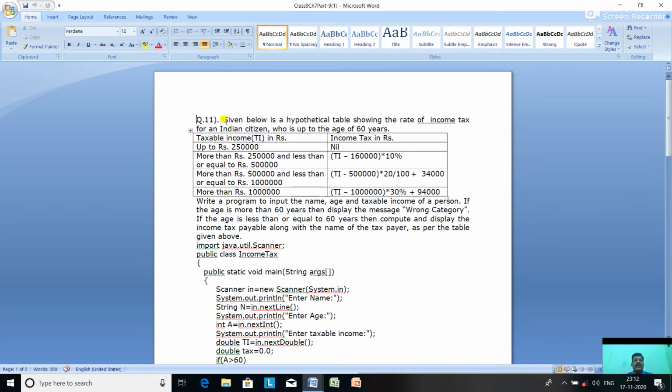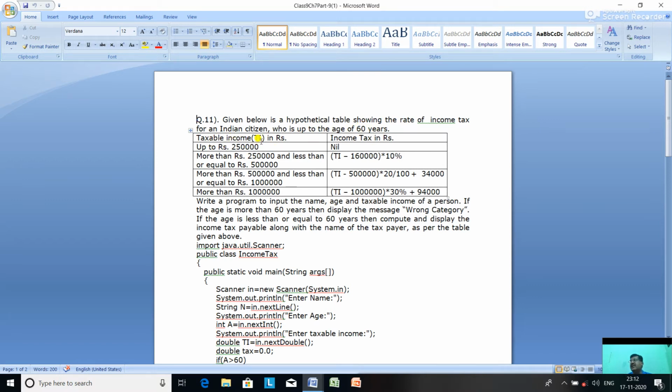What is question number 11? Given below is a hypothetical table showing the rate of income tax for an Indian citizen who is up to the age of 60 years. So what is the age of the citizen? Indian citizen up to 60 years, because after 60 years is retirement.